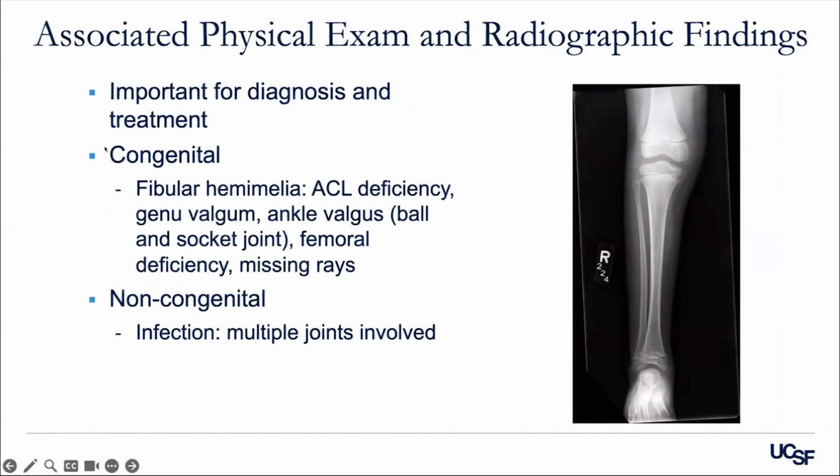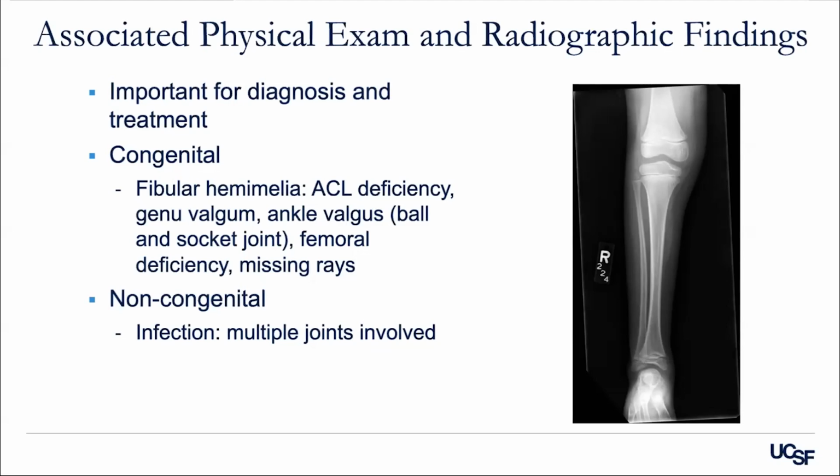It is important to also look at associated physical exam and radiographic findings. These can be helpful for making the diagnosis, and also for planning the treatment. So for example, in congenital fibular hemimelia, these patients can have an ACL deficiency, genu valgum, and ankle valgus. They also can have associated femoral deficiency and missing rays. The imaging on the right there shows a ball and socket ankle joint, which is highly suggestive of fibular hemimelia.